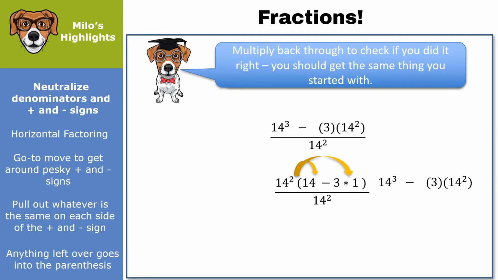Now, through the magic of horizontal factoring, we've turned a subtraction question into a multiplication question. And we can totally cross off the 14 squared on top and bottom because the 14 squared on top is not added to anything anymore. It is multiplied. So we get 14 minus 3 equals 11. Yes, that was the stupidest way possible to write 11. Welcome to standardized tests. Now, what I want you to do is try these two examples, and I think you'll get the hang of it.